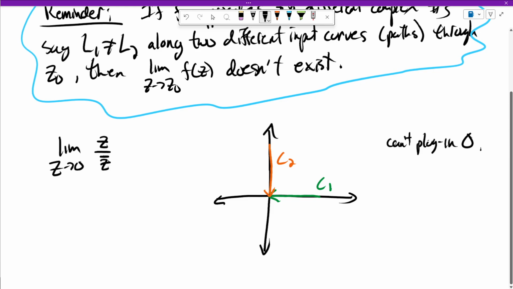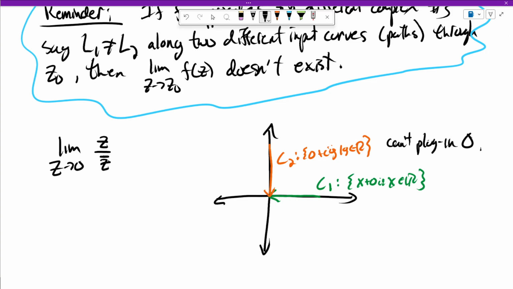So that is, along C1, we are looking at points x plus 0i, where x is a real number. And our approach curve for C2 is going to be 0 plus iy, where y is a real number. And as z goes to 0, if we're on C1, the limit becomes x goes to 0. And along the curve C2, as these points go to 0, y is going to 0.